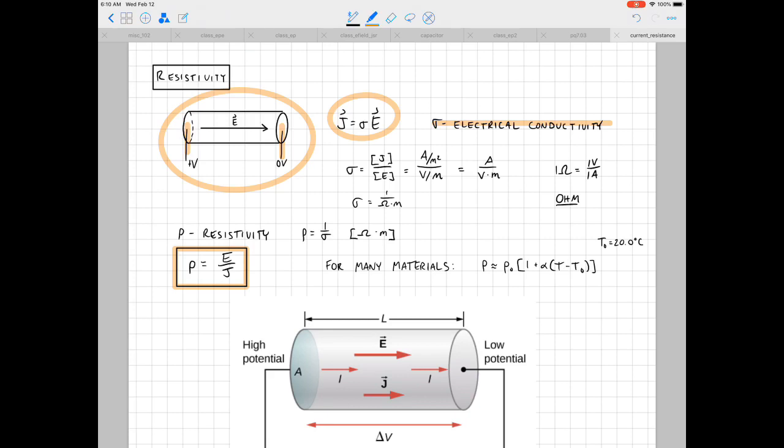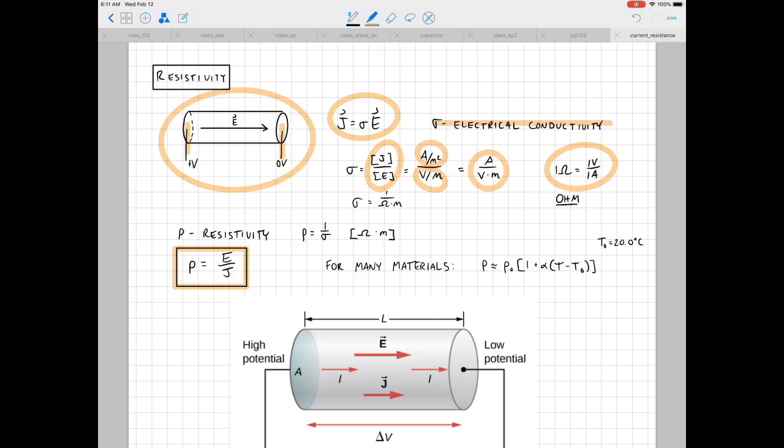And so one thing I want to point out is that sigma here has units of whatever the unit of current density is divided by whatever the unit of the electric field is. And so current density is current per unit area, so amp per meter squared, and the electric field, volt per meter. And so we end up with the electrical conductivity having units of amps per volt meter. And we're going to introduce a new unit here called the ohm. And this is essentially the unit that goes with resistance. We'll see in just a minute.